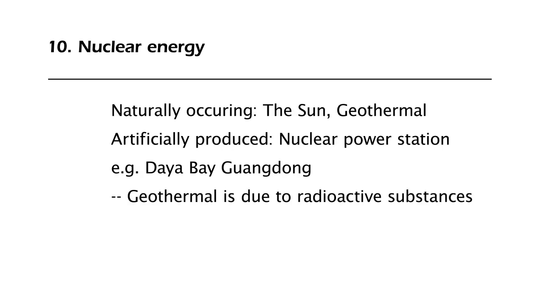Finally, nuclear energy. Nuclear energy can be naturally occurring or artificially produced. The sun is converting nuclear energy into heat and light. Some power stations make use of nuclear energy. The nearest nuclear power station is in Daya Bay, Guangdong. Deep inside our Earth, it is very hot. The geothermal energy is converted from the radioactive substances, which release nuclear energy.